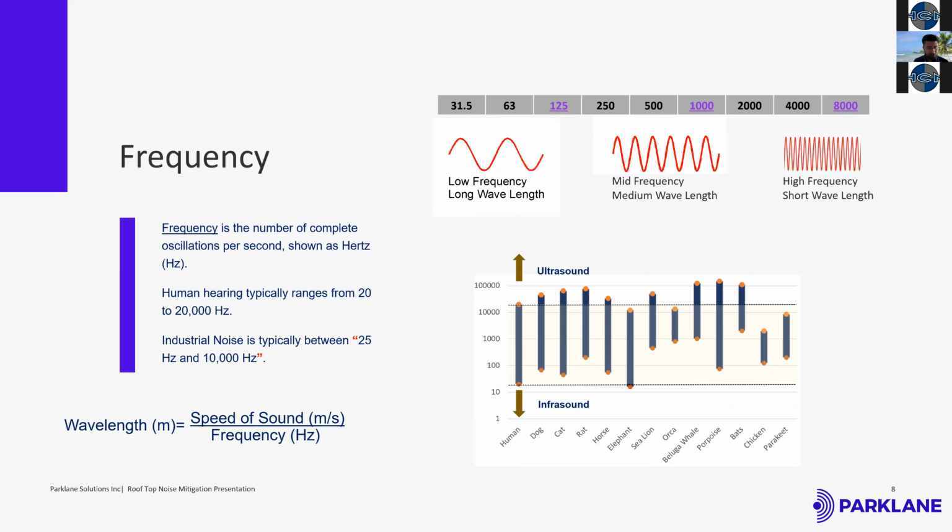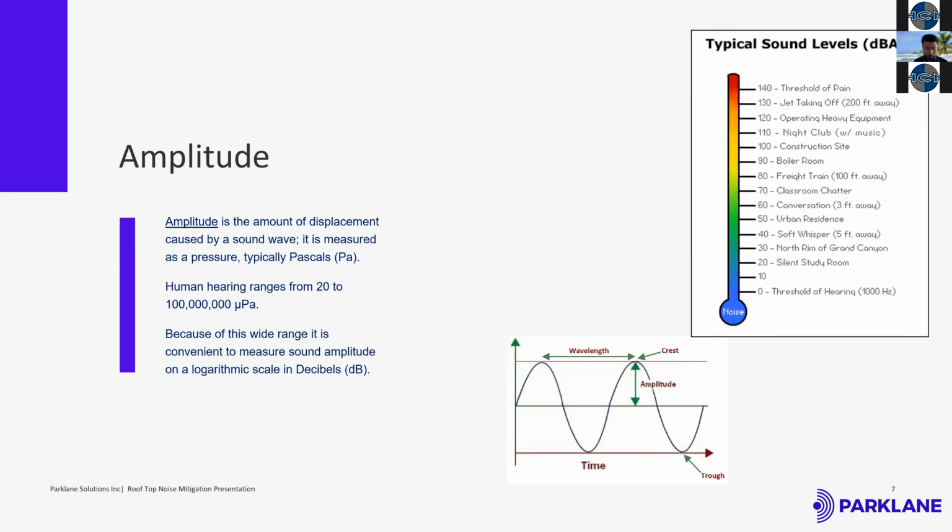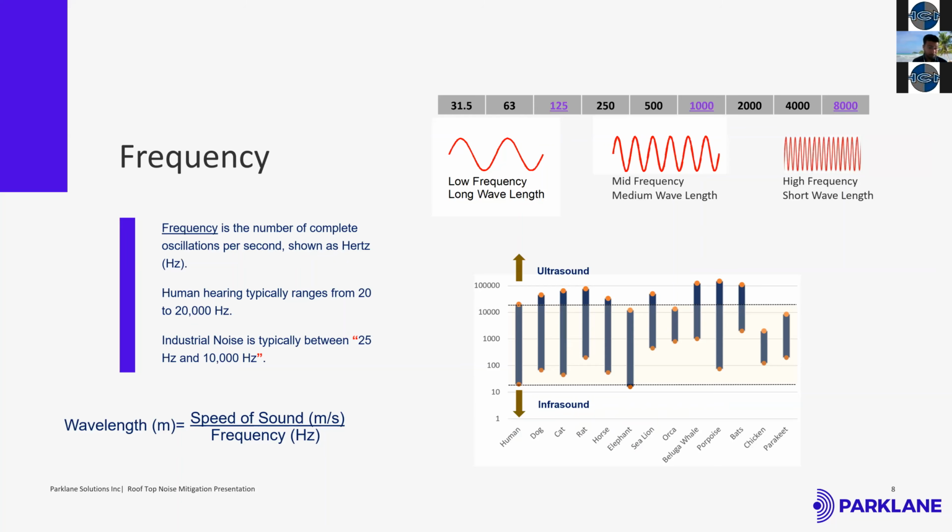All right, frequency. Frequency is the number of complete oscillations per second, as we talked about in the wave. A complete oscillation, just tracing through this, is one sine wave. So in a second, how many of these waves can be made? That's the frequency. A human ear can hear between 20 hertz and 20,000 hertz. And common industrial noise ranges between 25 and 10,000 hertz, and hence humans can typically hear that.